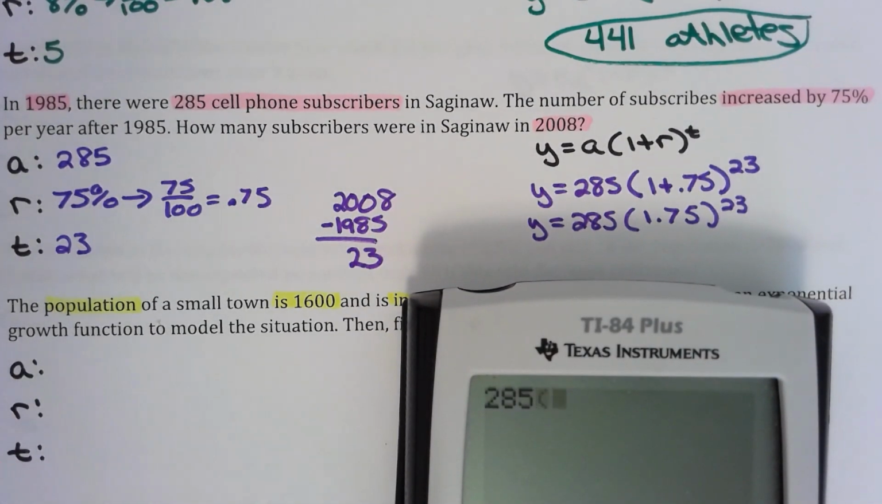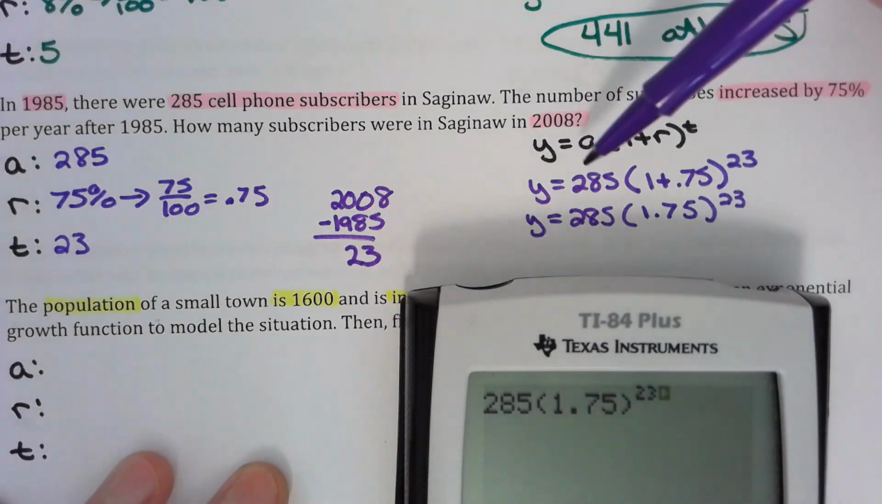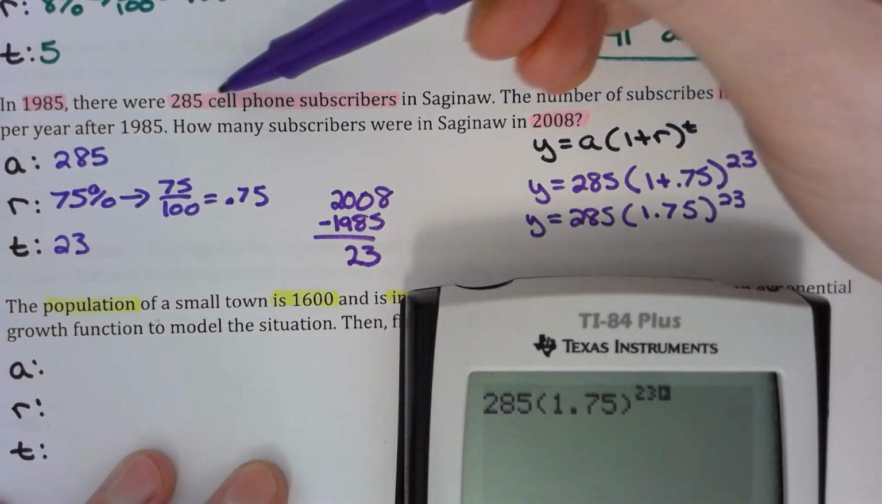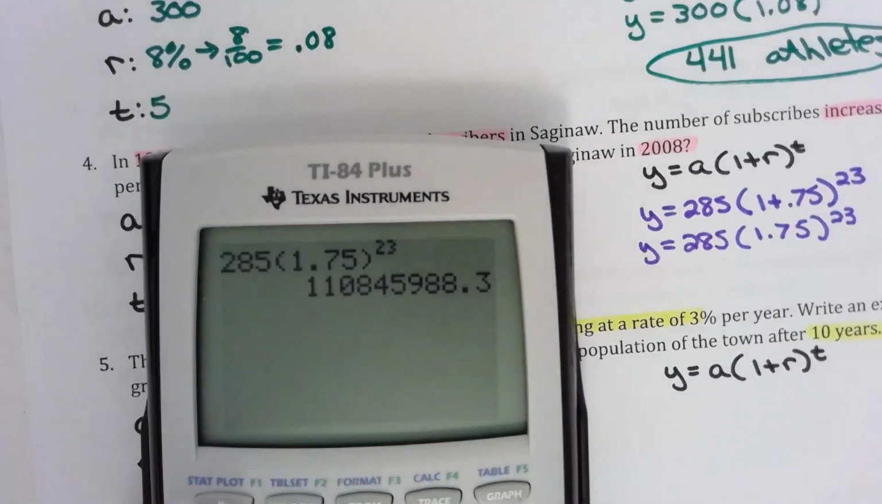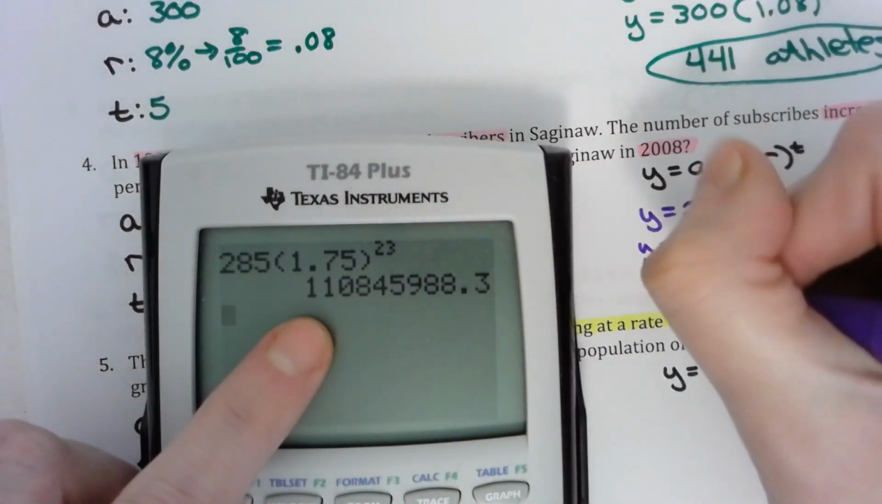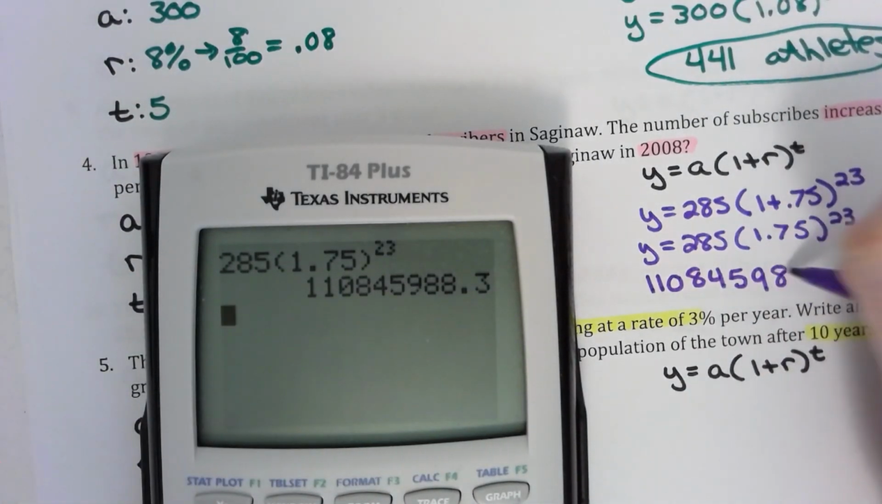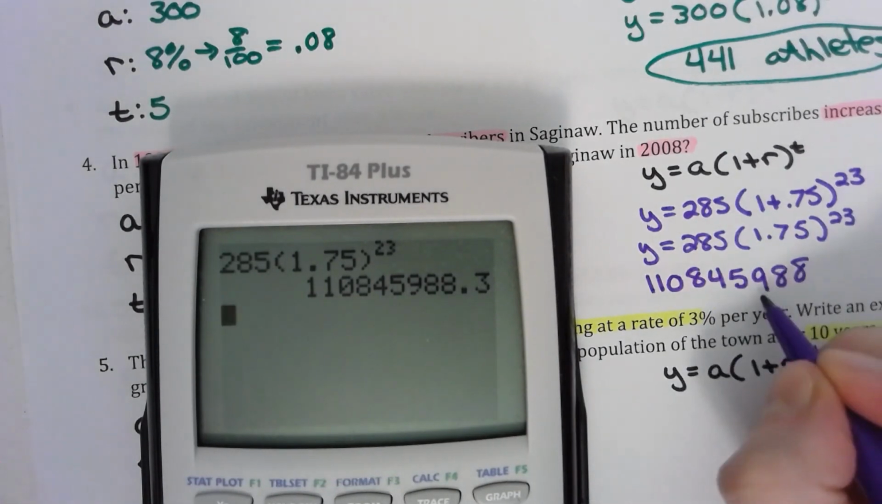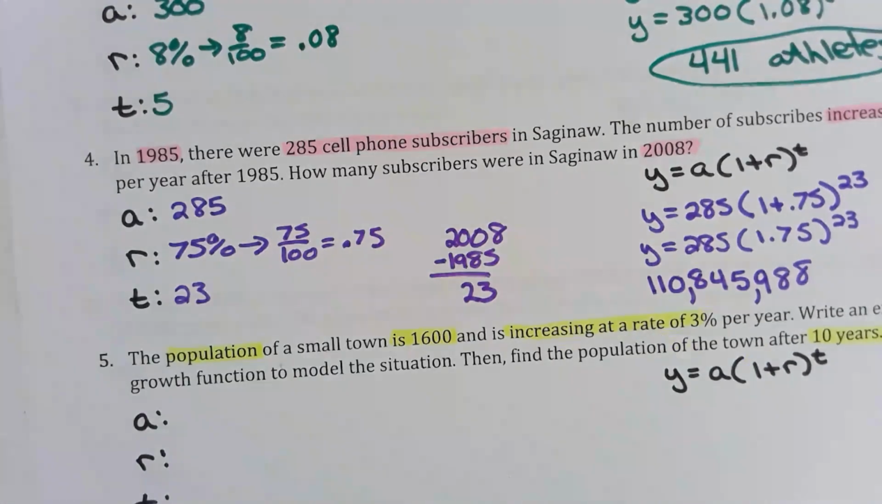This time we're talking about cell phone subscribers, so it doesn't make sense to have that one as decimals. We are going to round to a whole number on this one because we're talking about cell phone subscribers and it wouldn't make sense to be a decimal. Whew, that number got big very, very fast. 110845988. And I always like to start at the end, go 3 numbers up, put a comma, 3 numbers up, put a comma. There's your number.